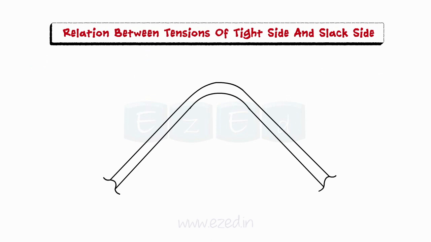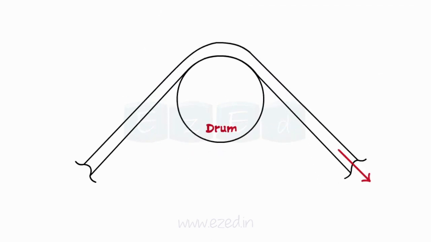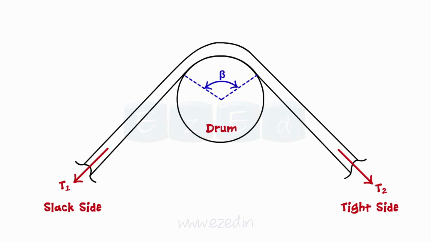Consider a rope wrapped around a rough drum. Let T2 and T1 be the tension on the tight side and the slack side respectively. Let beta be the angle of lap of the rope on the drum. The angle of lap is the angle made by the first and the last contact points of the rope and the drum with the center of the drum.